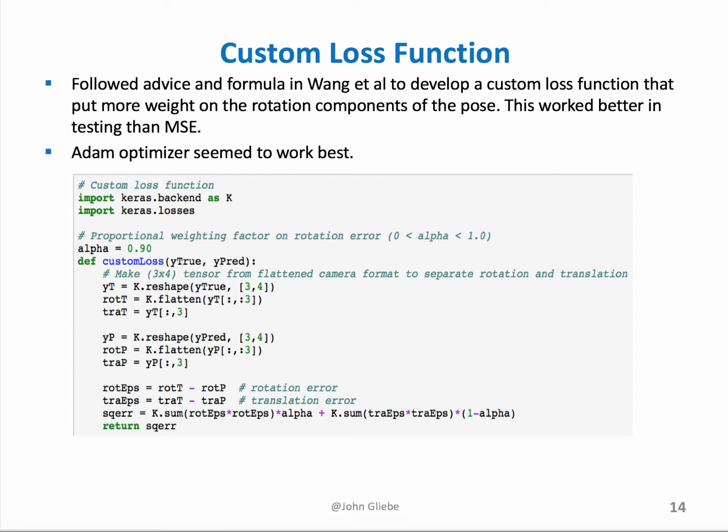One other thing I did, I'll just mention here, I developed a custom loss function based on the Wang paper. It puts proportionally more weight on the rotational part of the pose data relative to the translation part, and that seems to lead to better fitting.